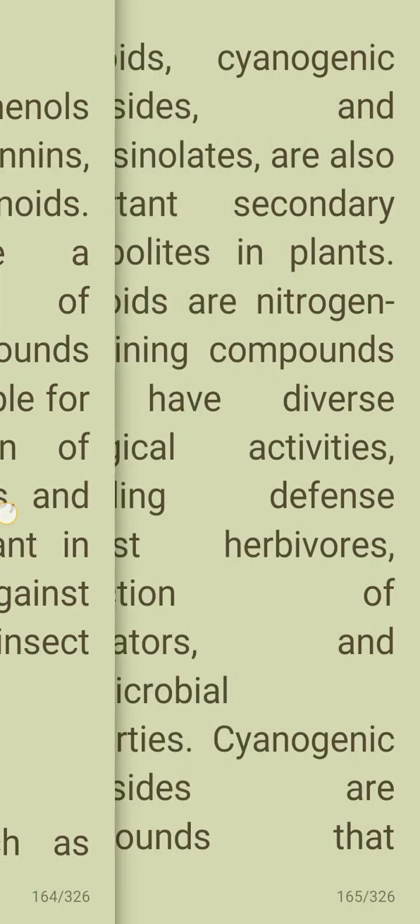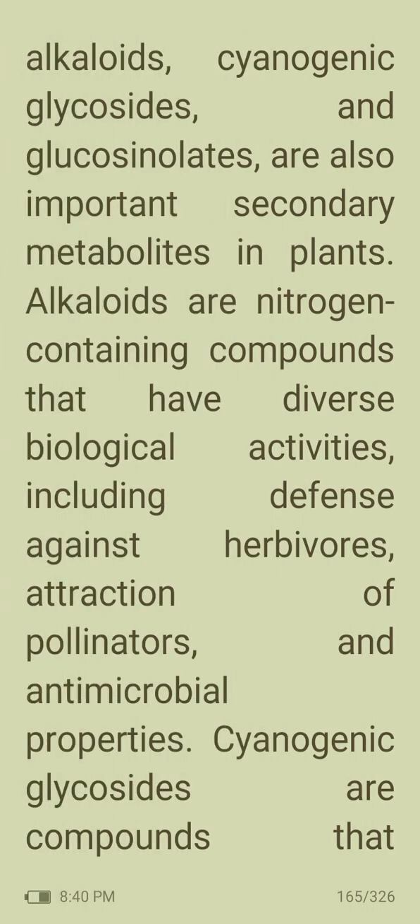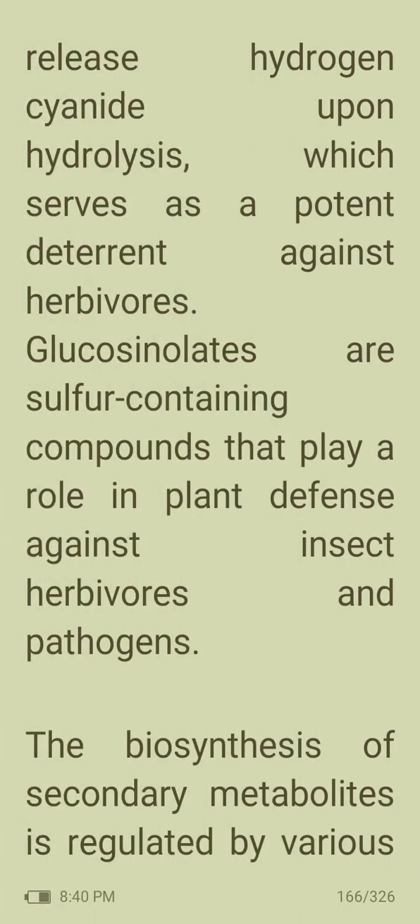Next, nitrogenous compounds such as alkaloids, cyanogenic glycosides, and glucosinolates are also important secondary metabolites in plants. Alkaloids are nitrogen-containing compounds that have diverse biological activities including defense against herbivores, attraction of pollinators, and antimicrobial properties. Cyanogenic glycosides are compounds that release hydrogen cyanide upon hydrolysis, which serves as a potent deterrent against herbivores. Glucosinolates are sulfur-containing compounds that play a role in plant defense against insect herbivores and pathogens.